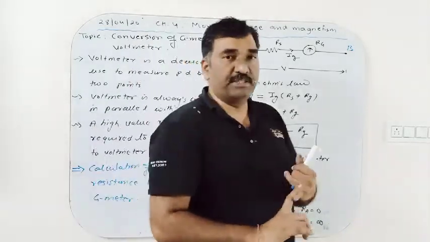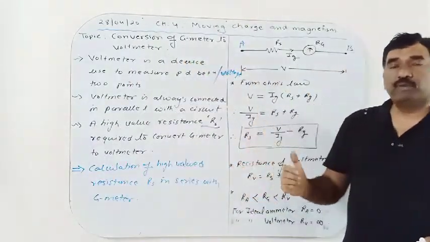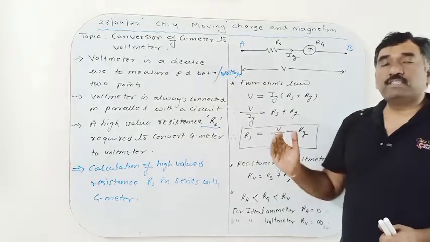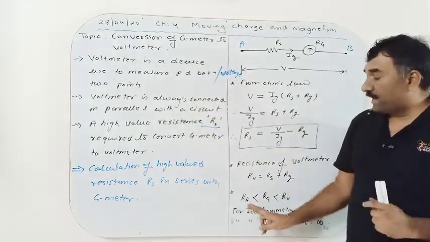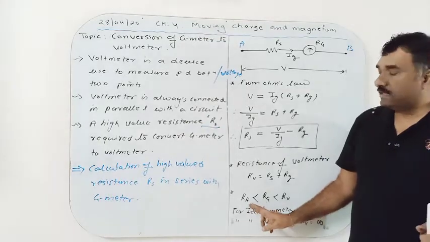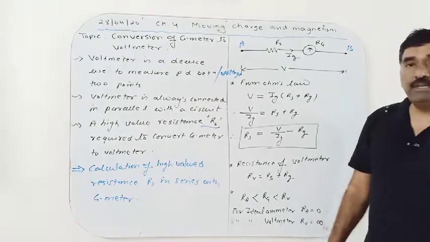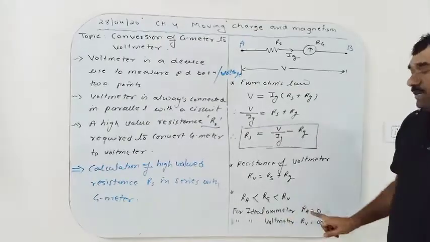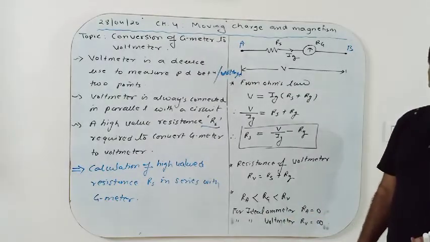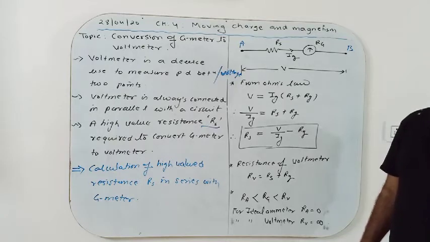And when you arrange ammeter, galvanometer and voltmeter according to increasing order of their resistances, so very low resistance is of ammeter, then resistance of galvanometer, and then resistance of voltmeter. Ideally you can say that resistance of ammeter is 0 and resistance of voltmeter is infinity.